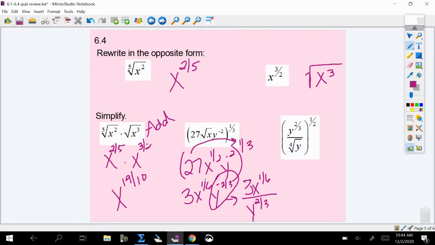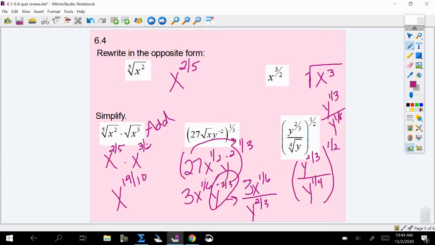Next one on this, we need to rewrite the denominator. So we have y to the 2/3 over y to the 1/4 power. I'm going to multiply my powers together. So I'm going to do 2/3 times 1/2, which again, you can use your calculator. You get 1/3. And then I'm going to multiply 1/4 times 1/2. I get 1/8. And finally, I need to subtract those exponents.